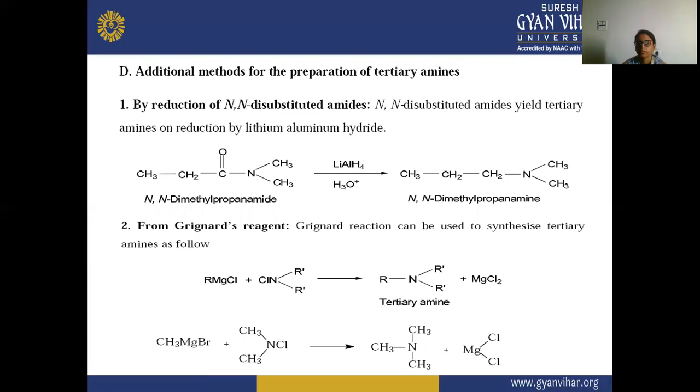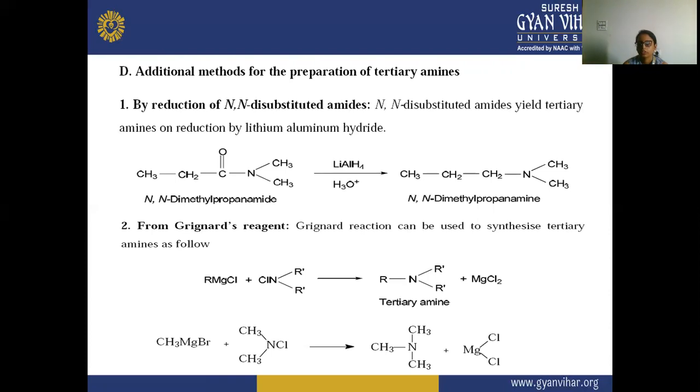So its name is N,N-dimethylpropanamide, because of the two N-methyl groups present. Next is the method from the Grignard reagent. The Grignard reagent can be used to synthesize tertiary amine as follows.